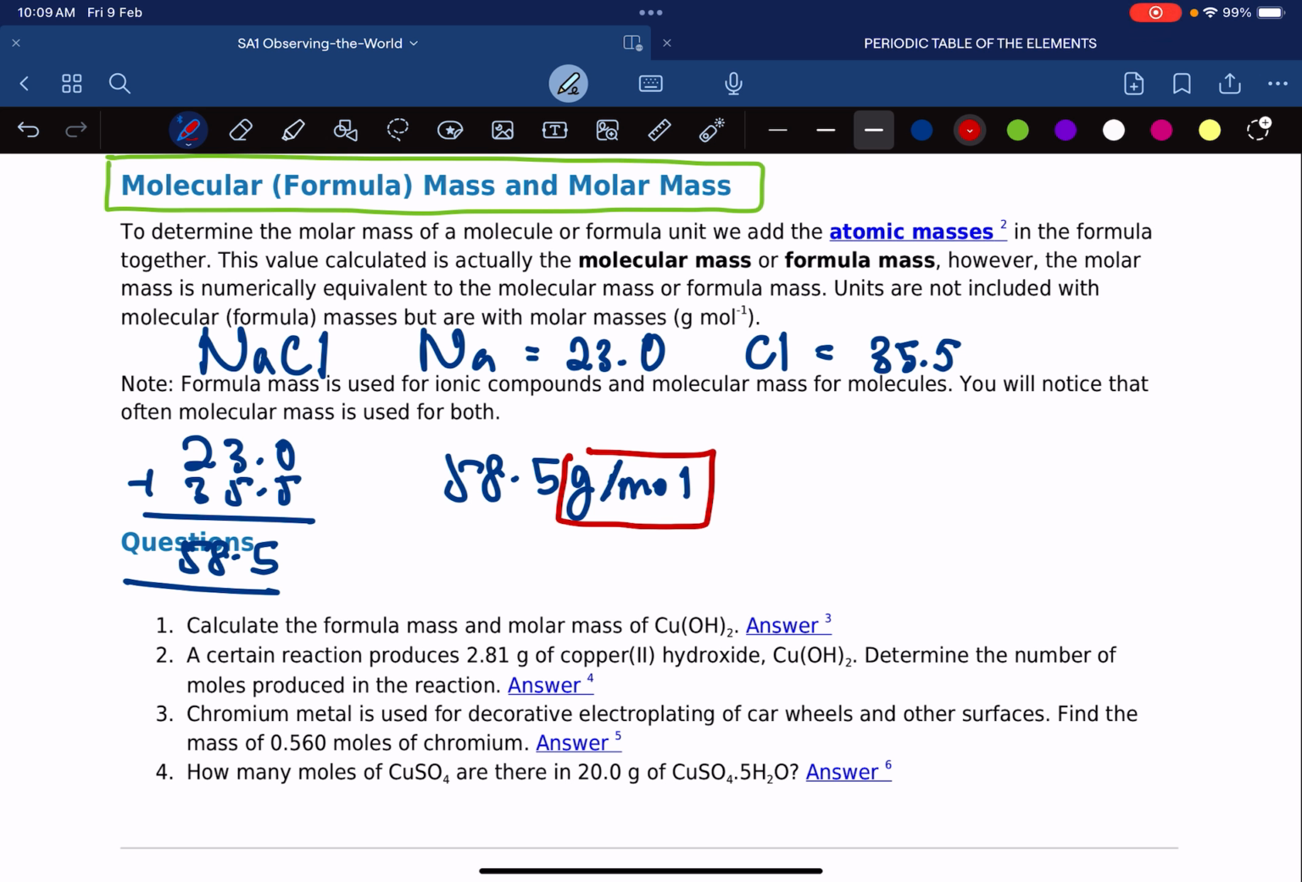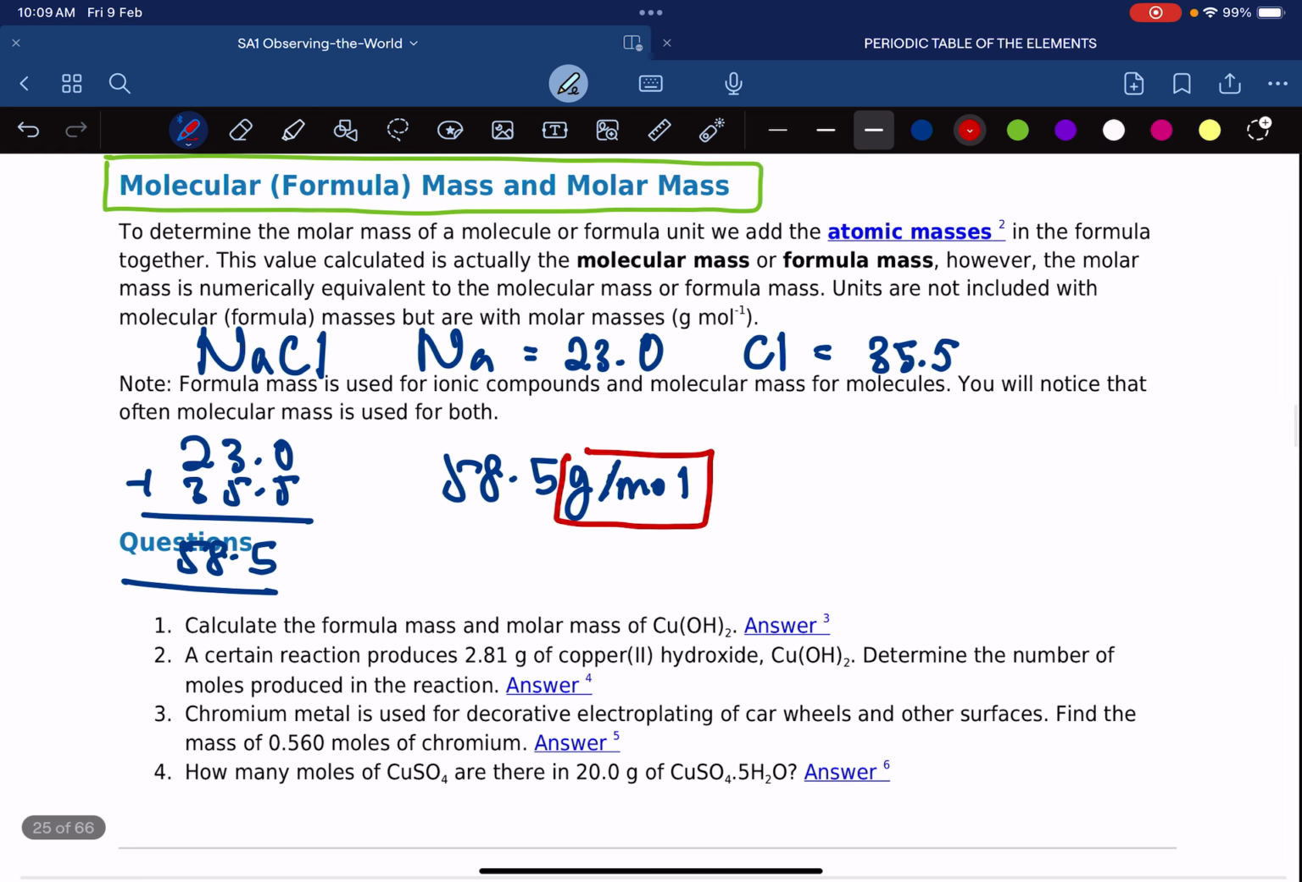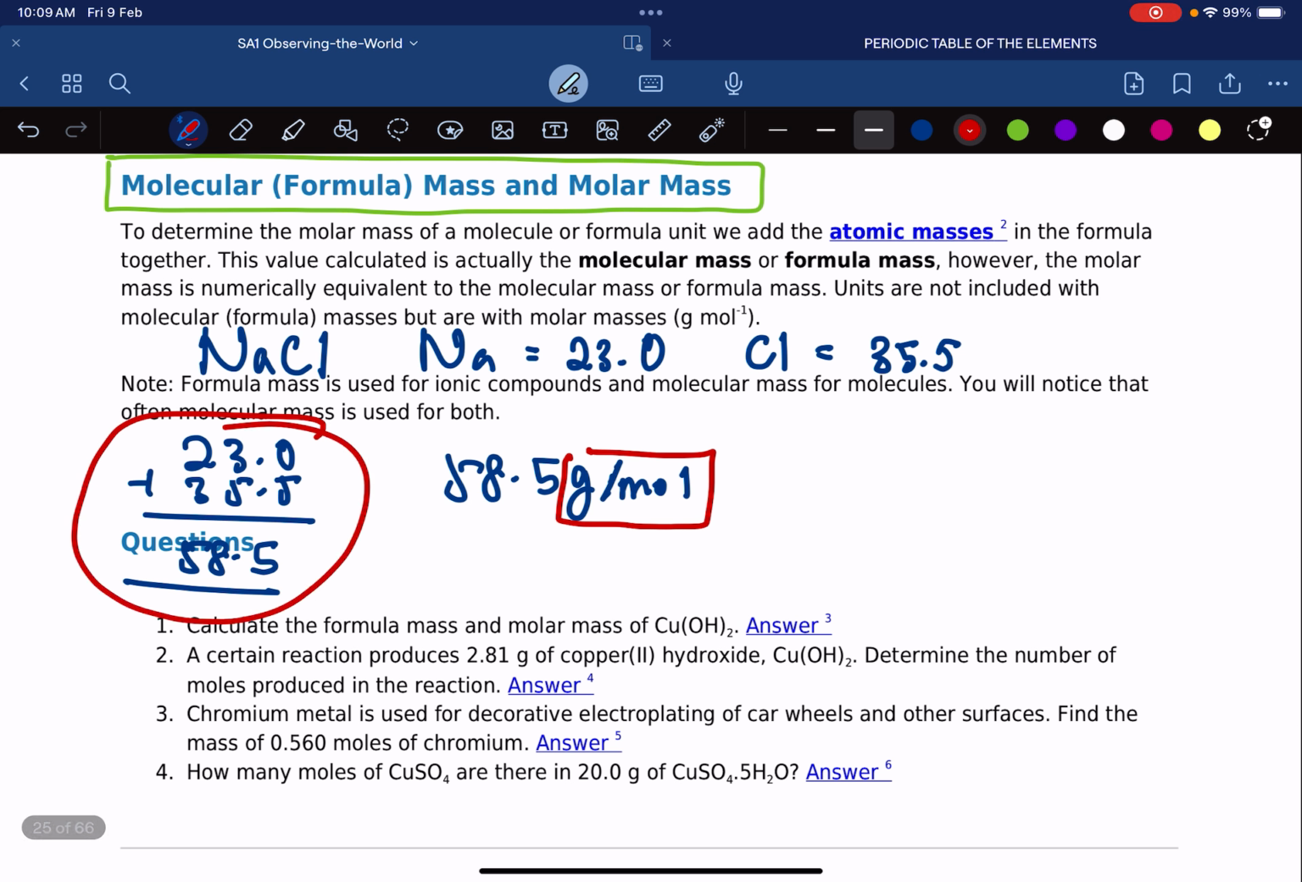But you can also get something that says formula mass. If the question says, what is the formula mass of sodium chloride? The calculation is done exactly the same way, except there are no units. You just leave it as it is. So when you hear the words formula mass or molecular mass or relative formula mass or relative molecular mass, there are no units, but the number is the same.